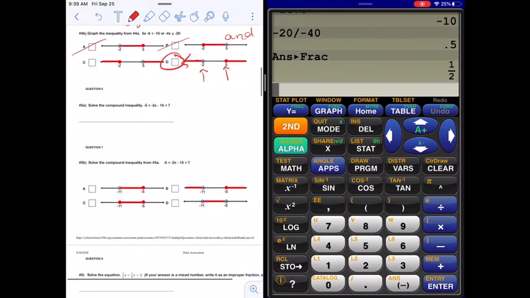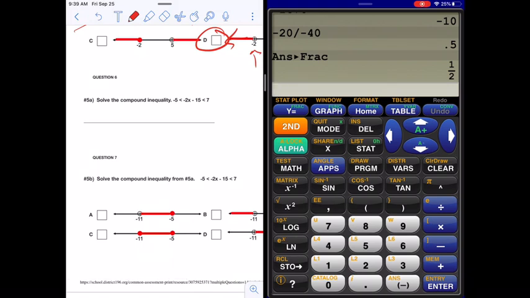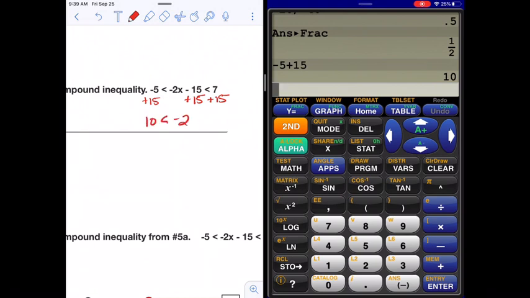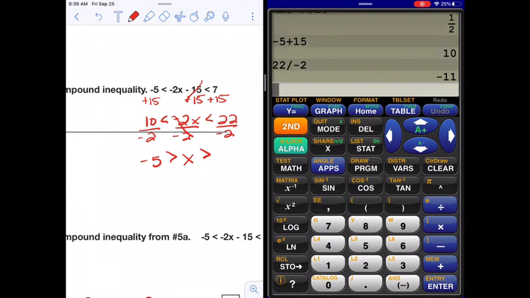Number 5 is your and statement. So I have -2x plus 15 in the middle. I want to solve that for x, so I'm going to add 15 to all three parts. So -5 plus my 15 is equal to my 10, which is less than -2x, which is less than 22. Divide everything by -2, which is going to flip the inequality, but that's okay. -5, flip the inequality, x, flip the inequality, 22 divided by your -2 is -11.